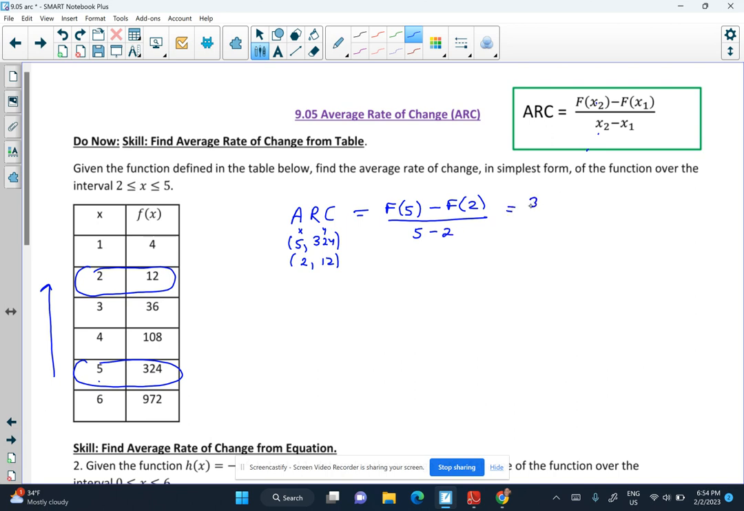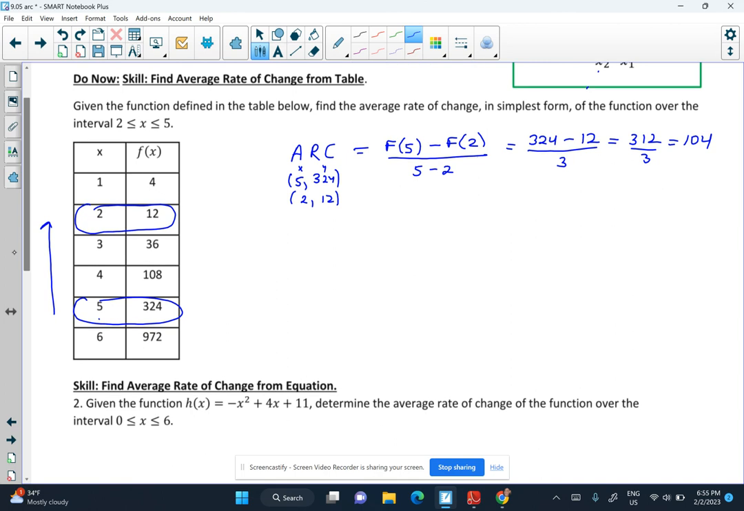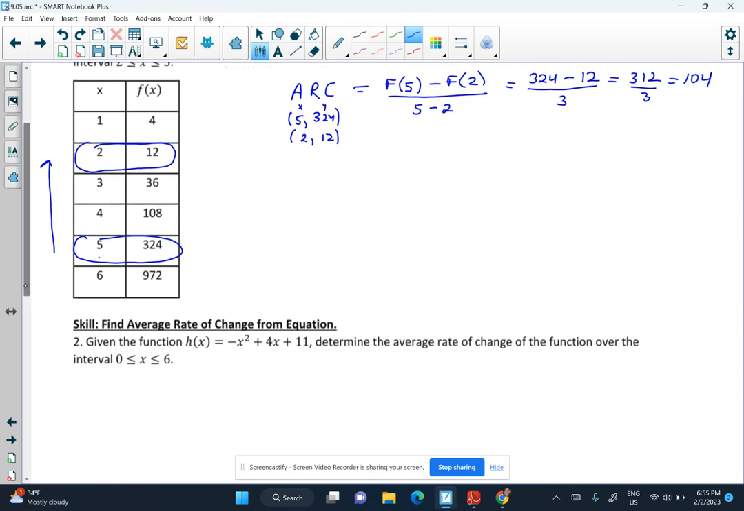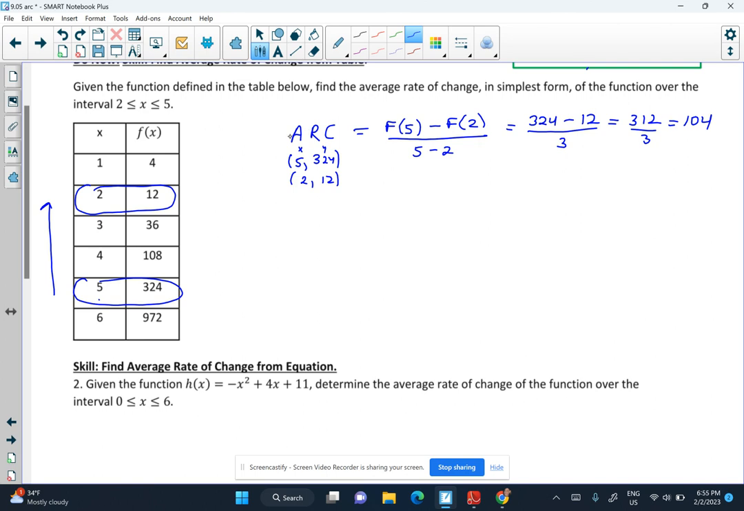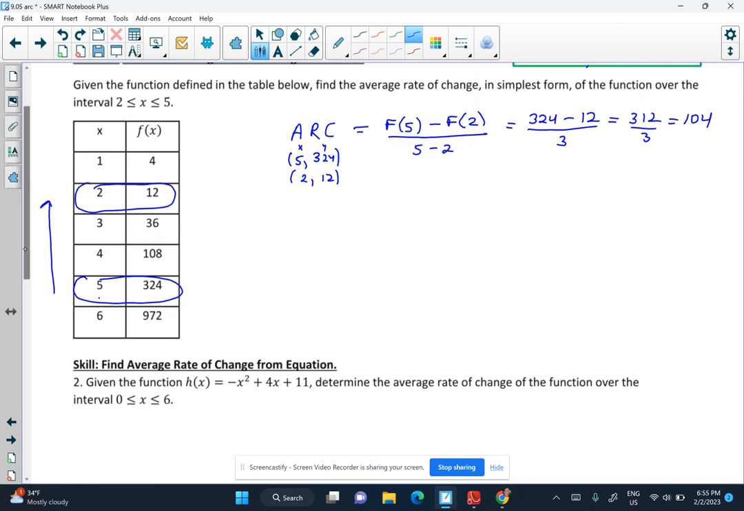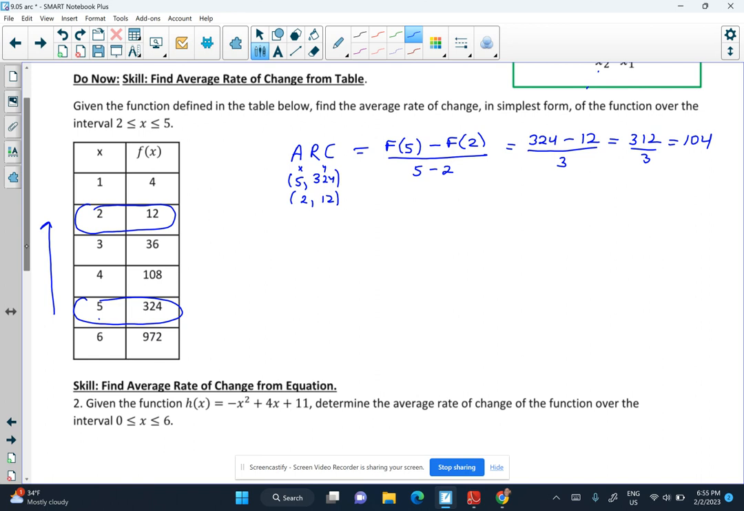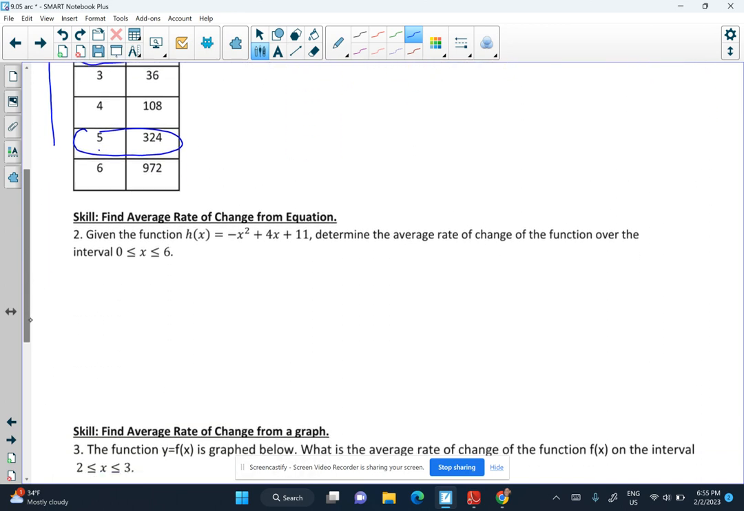So that's going to be 324 minus 12 over 3. That's 312 over 3. Yeah, no, I was right. That's 312 over 3, or 104. You have to show a substitution into the formula. You can't just have 104 as the final answer. And you should label it as average rate of change. That's what I'm expecting to see. So that's how you evaluate the average rate of change from a table.